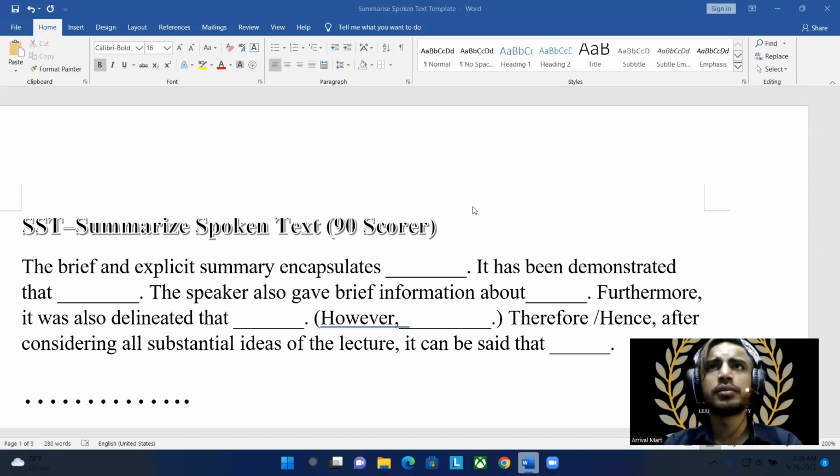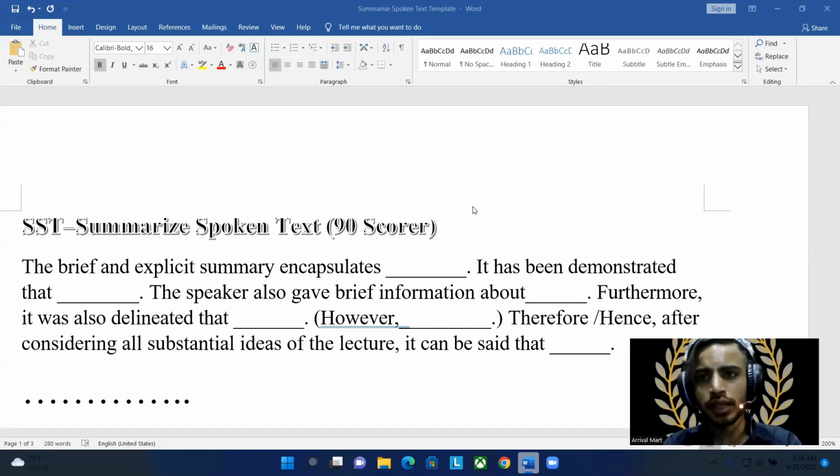It's correct, but I don't totally agree with this statement, because in Summarize Spoken Text, what PTE is asking us is the phrases that we will be hearing in the audio. We need phrases from there. We will understand what the phrases are, but I want to teach you how we need to use this template and what type of words we should note down while listening to the audio.